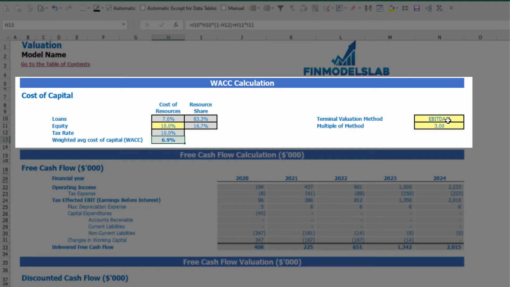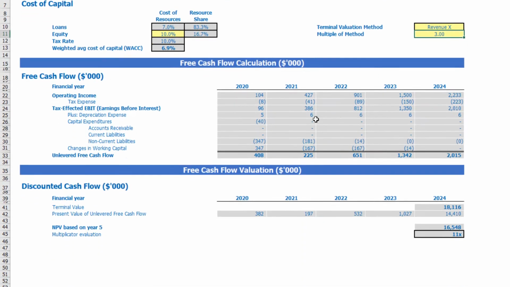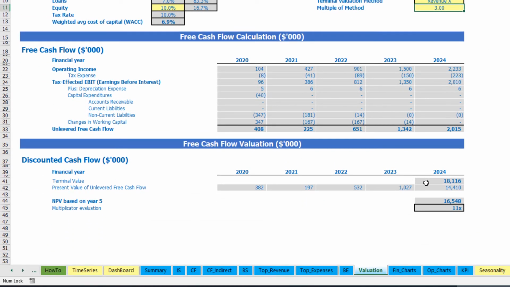In the valuation model, there is two valuation methods, which is EBITDA multiple and revenue multiple. You may select one of them, and below you may input multiple of methods. Based on this information, we can see terminal value, which is calculated on unlevered free cash flow. You may see the present value of unlevered free cash flow, NPV, and multiplicator evaluation for this particular company.